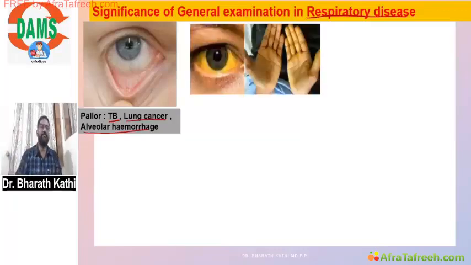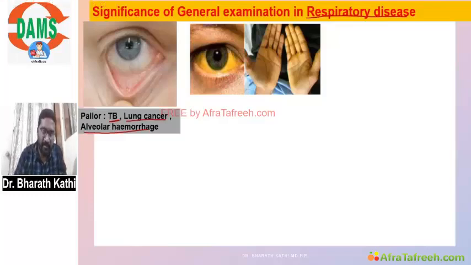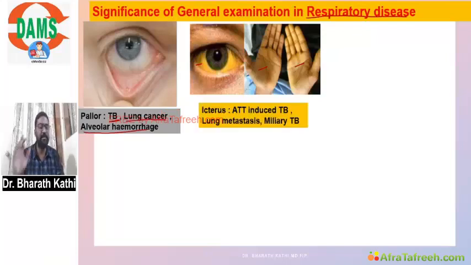Then next, what is this sign? What is this yellowish discoloration called? You should not call it jaundice. It is better to call it icterus. So why will icterus happen in respiratory disease? If there is a patient with respiratory disease and you see icterus, the examiner will expect you to answer how respiratory disease is related to icterus.